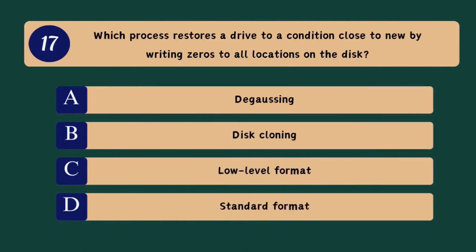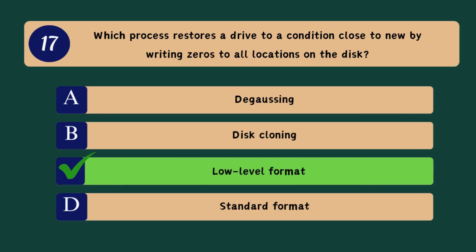Question 17. Which process restores a drive to a condition close to new by writing zeros to all locations on the disk? A. Degaussing. B. Disk cloning. C. Low-level format. D. Standard format.